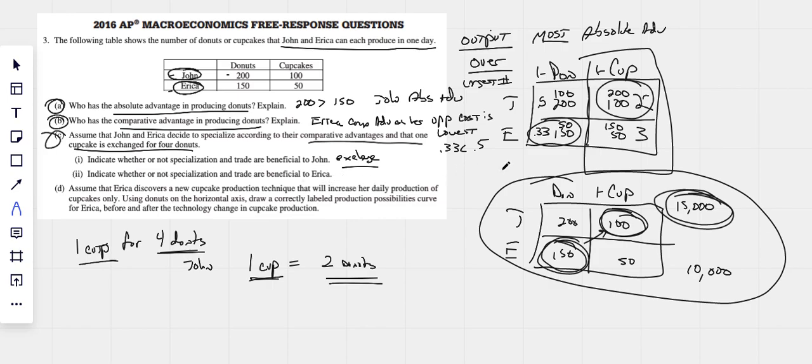What about Erica? Erica, for one cupcake, gives up 3 donuts. Now think about that for just a second. If she was to give up 4 donuts for one cupcake, would she be better off or worse off? She would want to give up fewer donuts for one cupcake to be better off. So giving up 4 would not be in her favor. So she would not choose this.